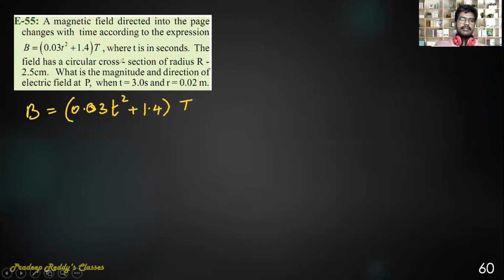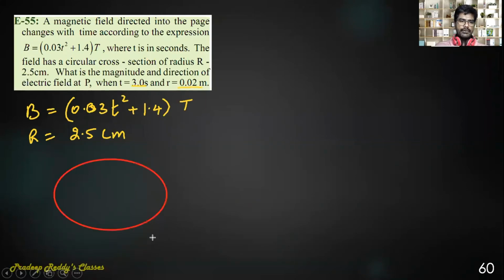The field has a uniform cross-section of radius r equal to 2.5 centimeter. What is the magnitude and direction of the electric field at point P, when t is equal to 3 seconds and r is equal to 0.02 meter? So there should actually be a figure, and I am giving you the figure.